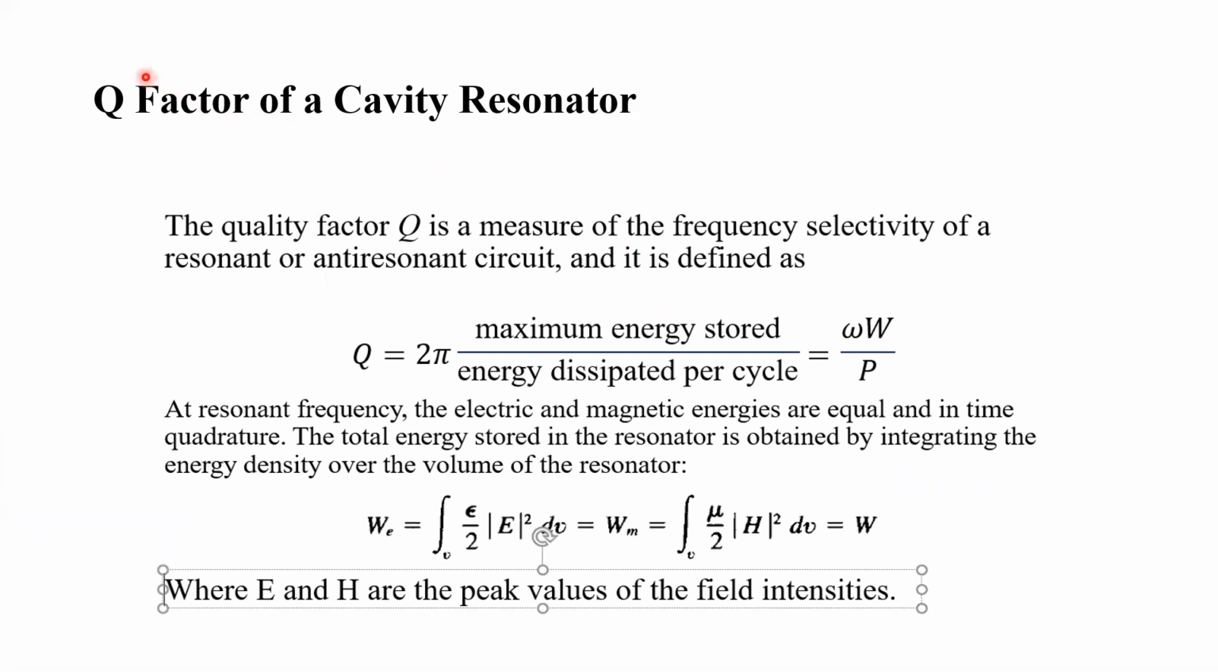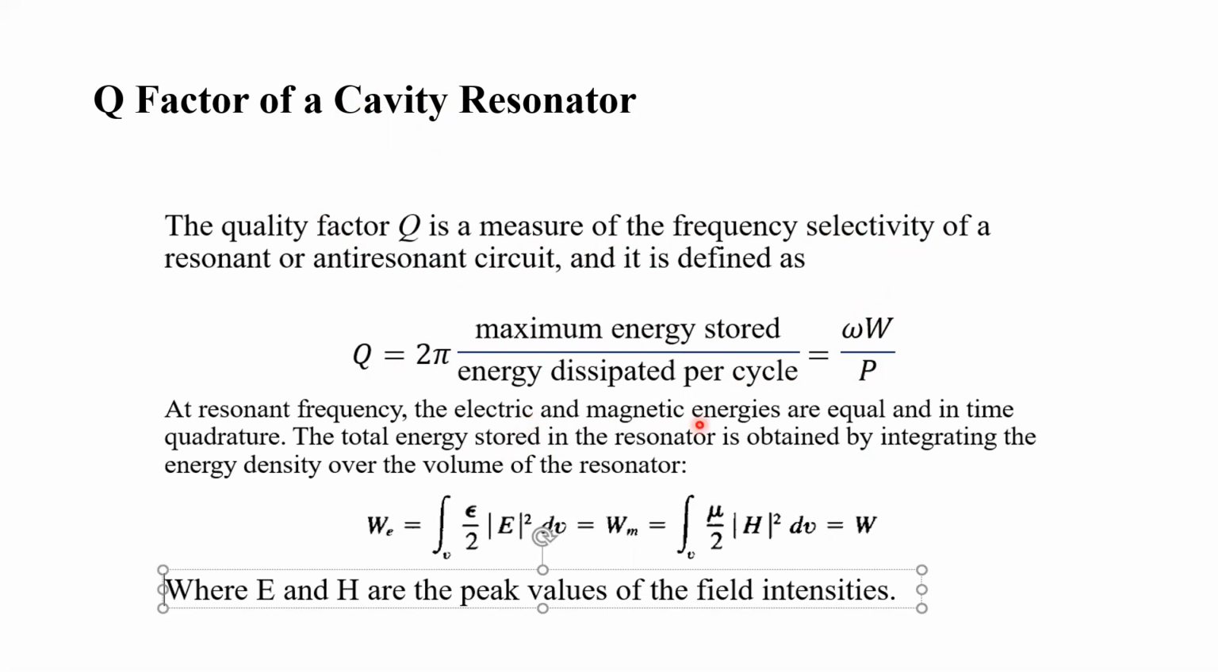Now we are going to derive the quality factor for a cavity resonator. The quality factor Q is the measure of frequency selectivity of a resonant or anti-resonant circuit, and it is defined by Q equal to 2 pi into maximum energy stored by maximum energy dissipated per cycle, which is equal to omega into W by P. Energy is denoted by W and dissipated power is equal to P.